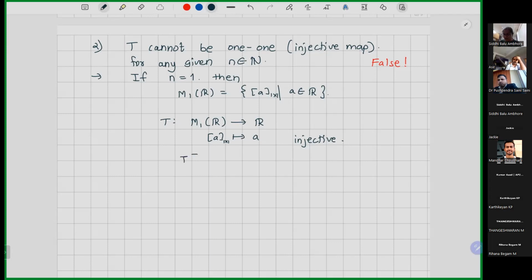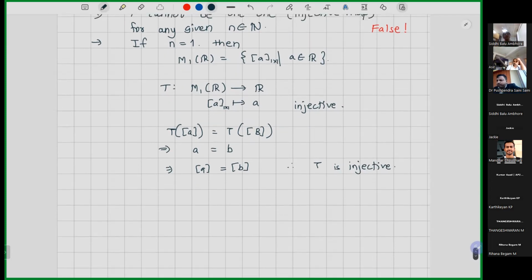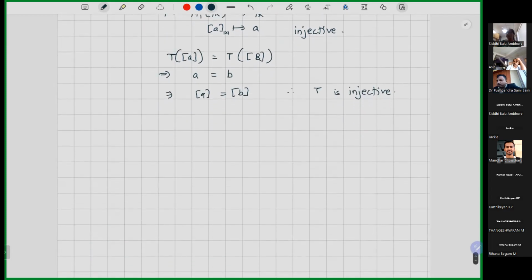right? Because if I take T of A equal to T of B, then this will imply that A is equal to B. This is the simple argument. Therefore, T is injective. Is it clear now? Okay. Injective or 1-1 map.